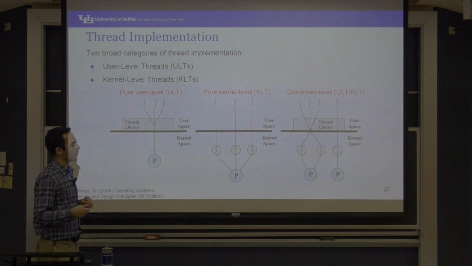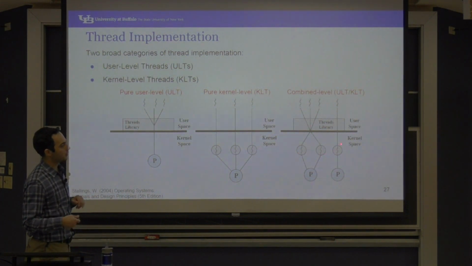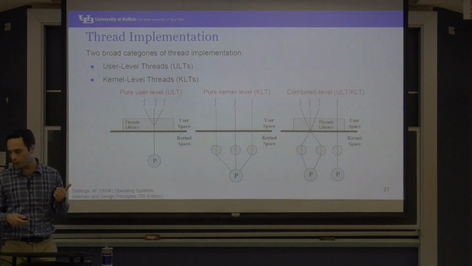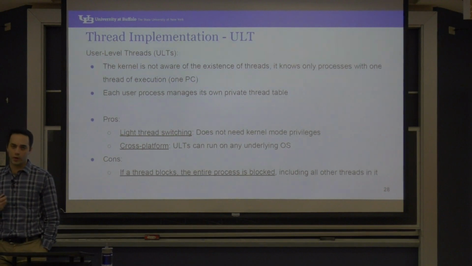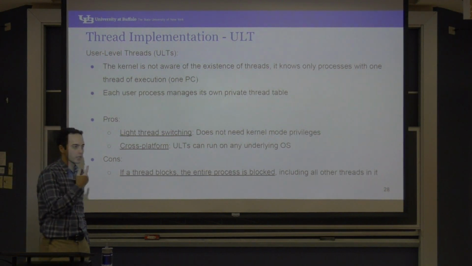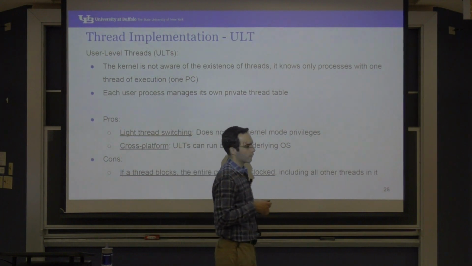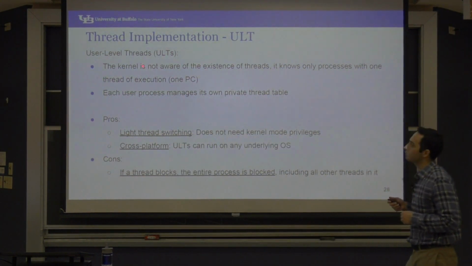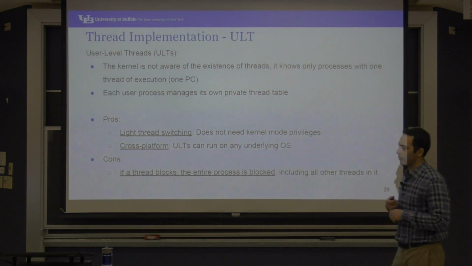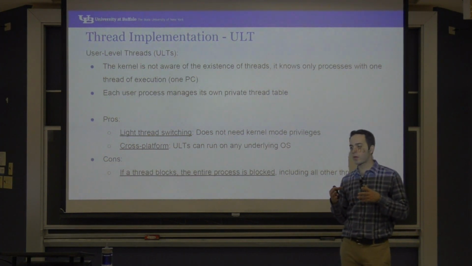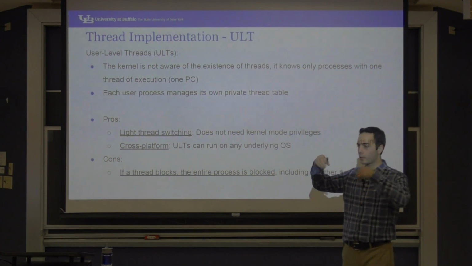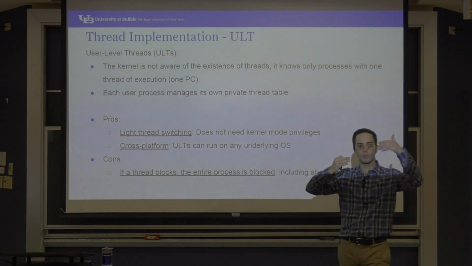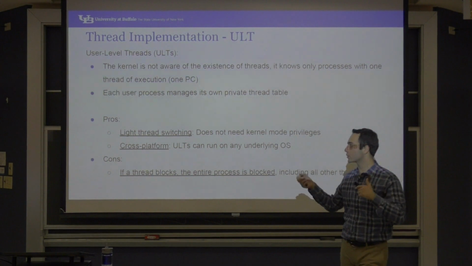You can have a combined model of multiple kernel threads and multiple user threads, and how they're going to match to which one. So in a complete user level thread, the kernel is not aware of the thread itself. The kernel doesn't know. The kernel has one execution thread, and each user process manages its own private thread table. So if the kernel wants to run this thread, then the process decides that, okay, now this thread should run, or this one, right?